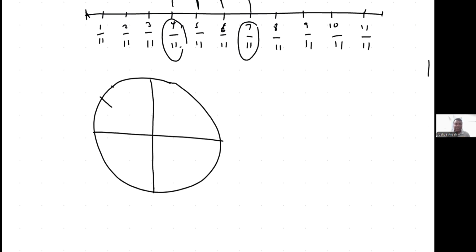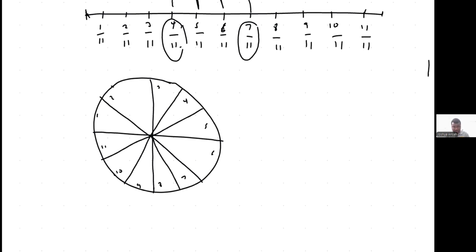These are not drawn to scale, so let's take it like that. 1, 2, 3, 4, 5, 6, 7, 8, 9, 10, so let's say 11. Forgive me, these are not drawn to scale. It should be the same sizes, so let's assume they are the same sizes. 1, 2, 3, 4, 5, 6, 7, 8, 9, 10, 11. They are supposed to be the same, so we assume they are of the same size.